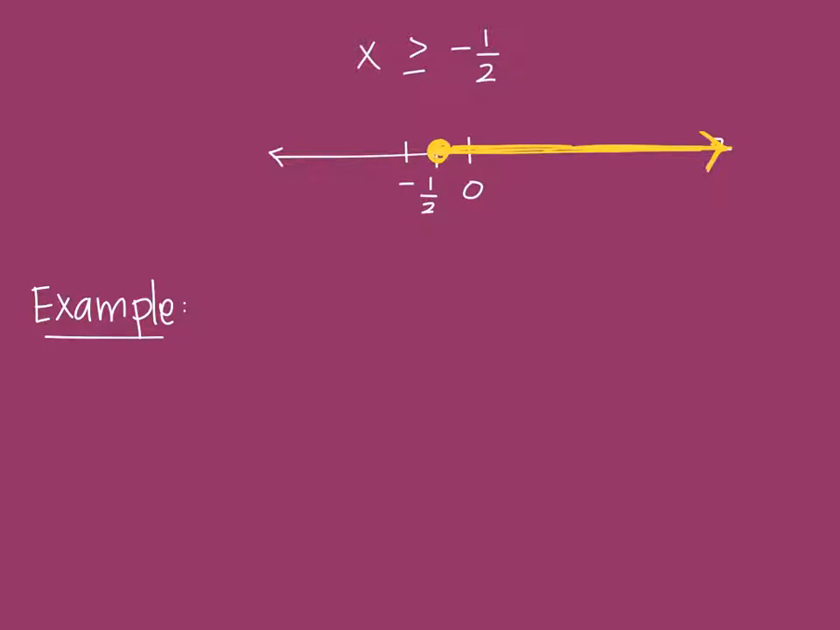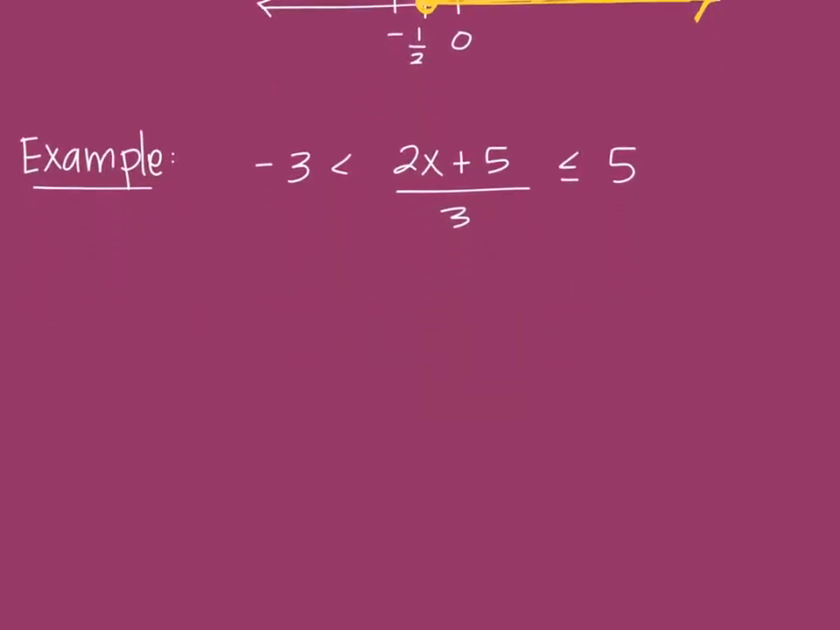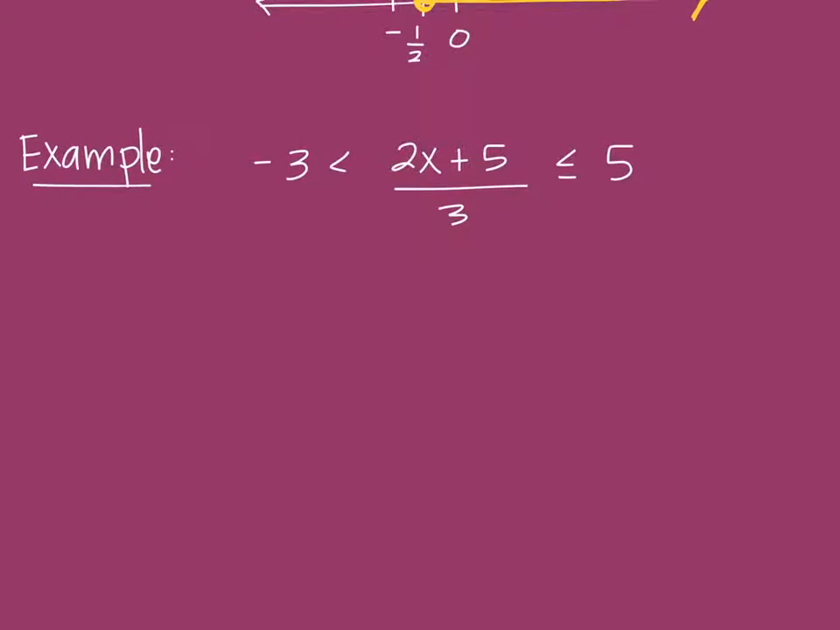Okay, here's an example of a between inequality. So if we have negative 3 less than the problem 2x plus 5 over 3, which is also less than or equal to the number 5. All right, so this kind of an inequality has a beginning and an end. It just doesn't have a beginning with an arrow. It has a beginning and an end. So we want to work towards getting the x that's in the middle by itself.